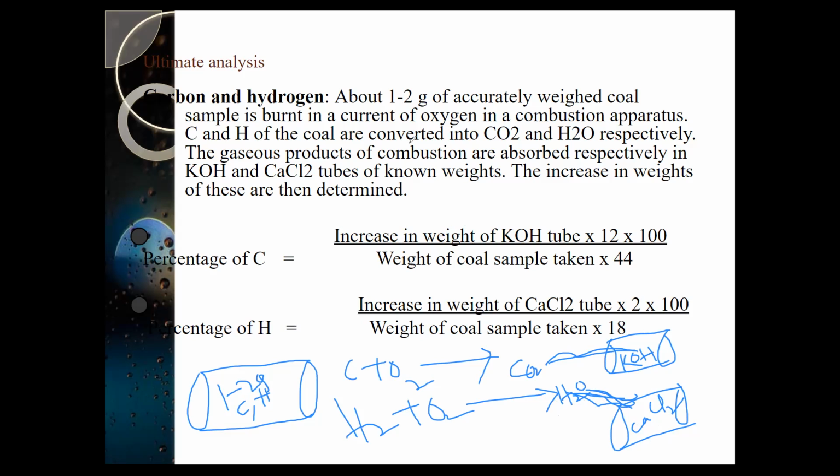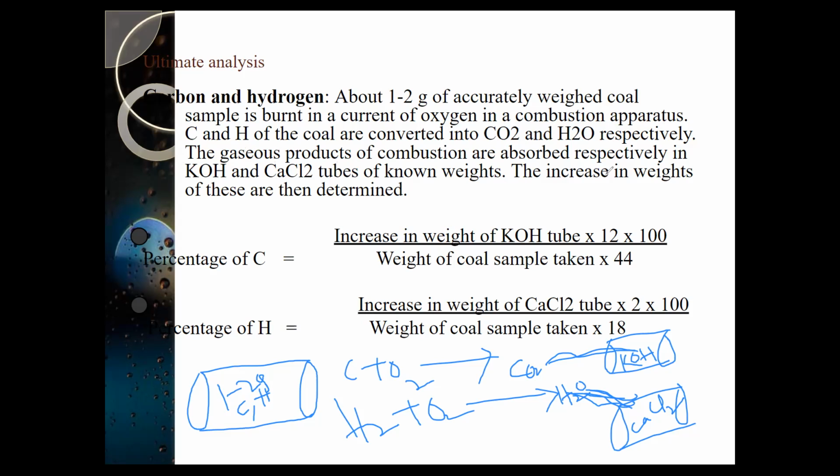Just let us read out once. About 1 to 2 grams of accurately weighed coal sample is burnt in a current of oxygen in a combustion apparatus. Carbon and hydrogen of the coal are converted into carbon dioxide and water respectively. And the gaseous products, what are the gaseous products here? Carbon dioxide and the water vapor. These gaseous products are absorbed respectively in the potassium hydroxide and the calcium chloride. So potassium hydroxide is absorbing the carbon dioxide, whereas the calcium chloride absorbs the water vapor.